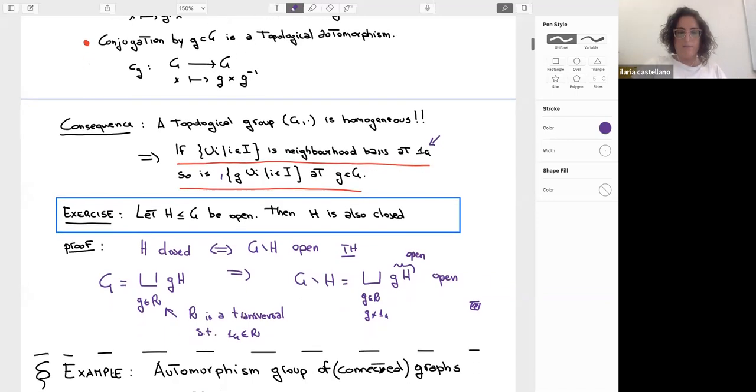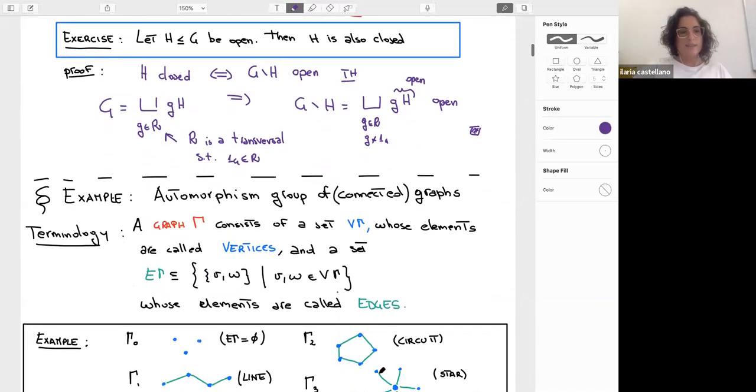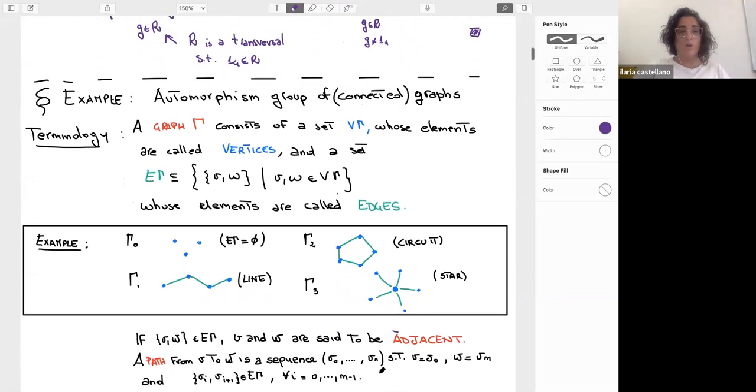Let's see an example of a topological group, which is not as trivial as the one that I made before. And moreover, this example is going to come back in the next lecture. So I really need it. And in order to introduce it, I need some terminology about graphs.